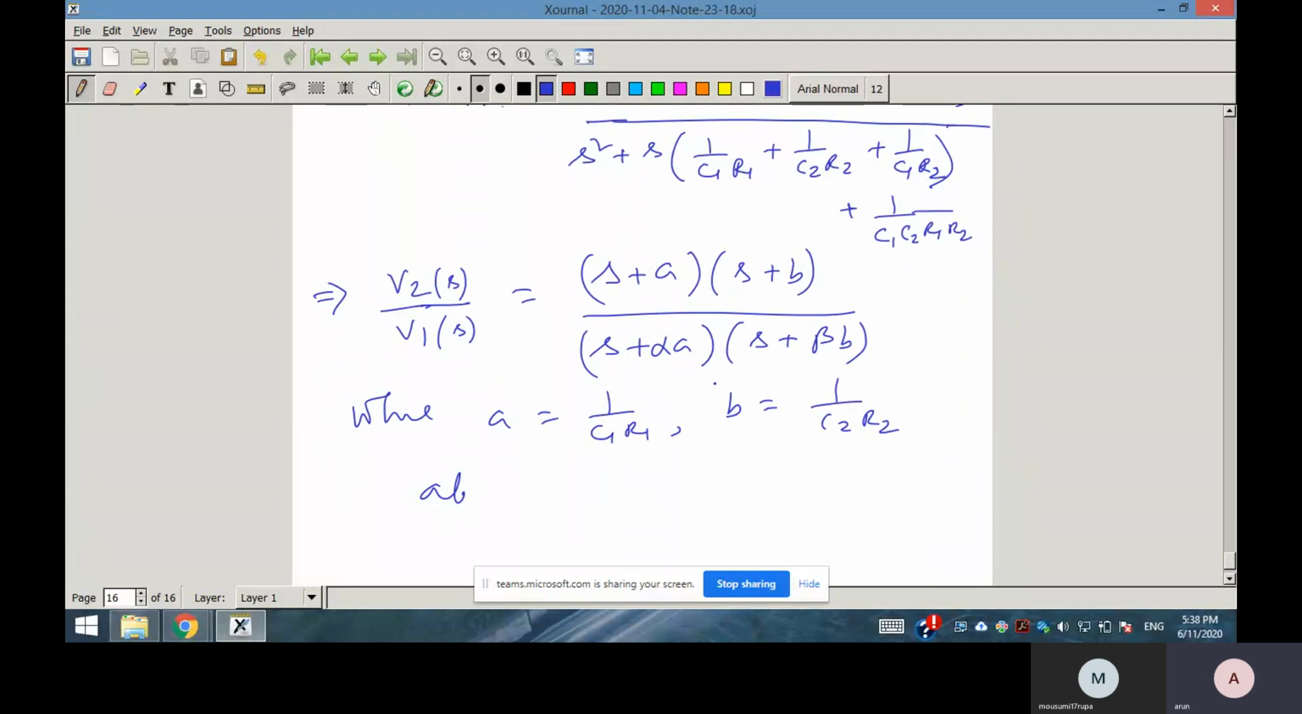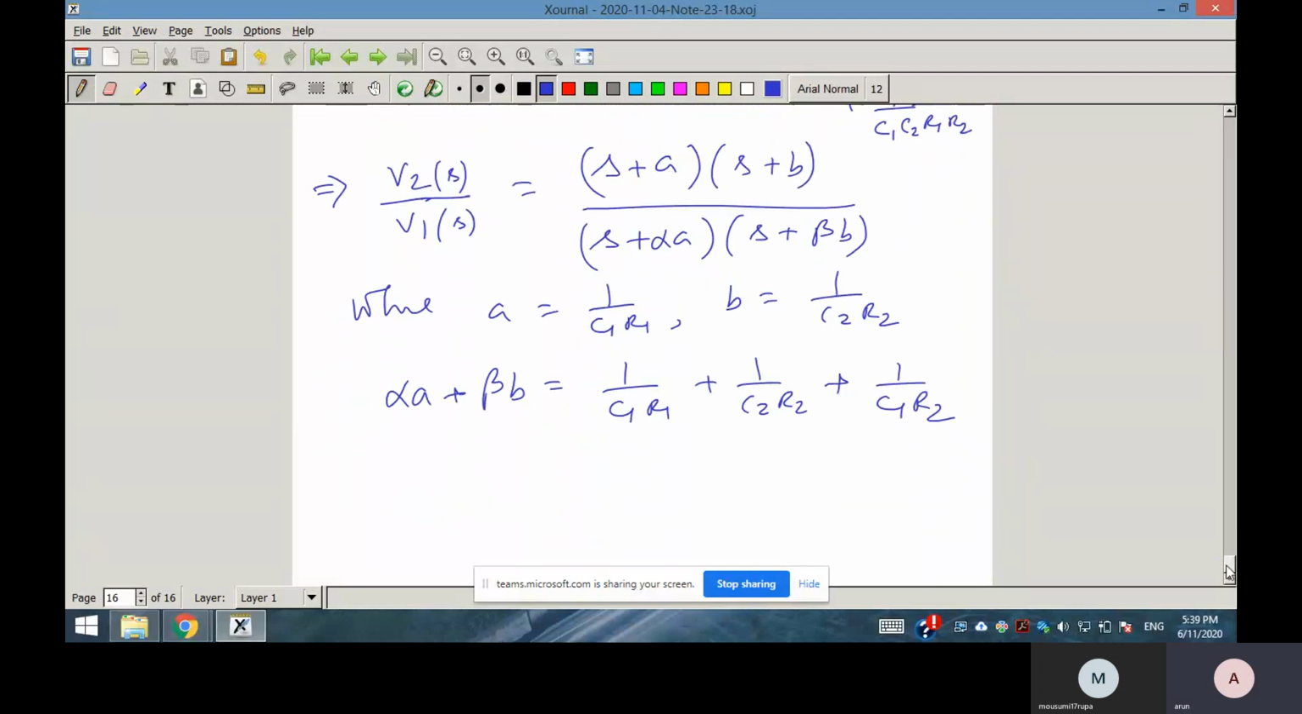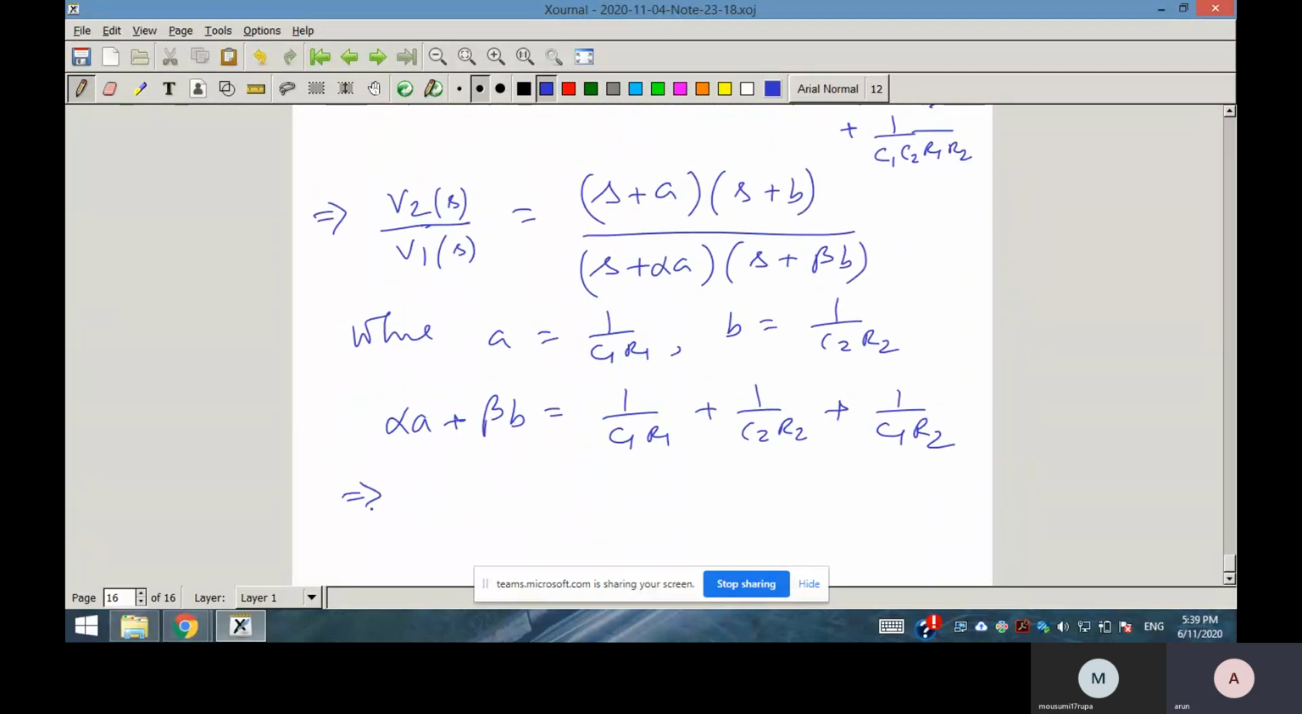Alpha A plus beta B should be what? Alpha A plus beta B should be equal to this. Alpha A plus beta B. This should be 1 by C1 R1 plus 1 by C2 R2 plus 1 by C1 R2. Okay. So now if you see 1 by C1 R1 plus C2 R2 is what? Alpha A plus beta B. This is equal to A plus B plus 1 by C1 R2.